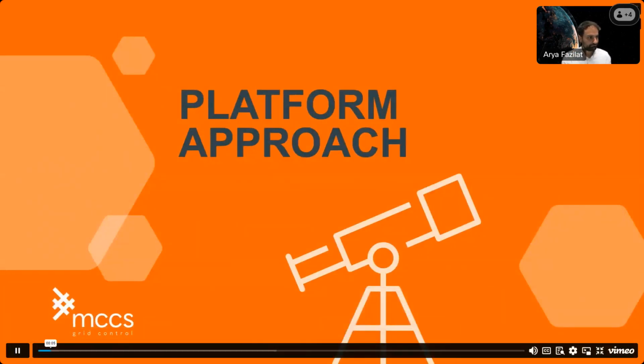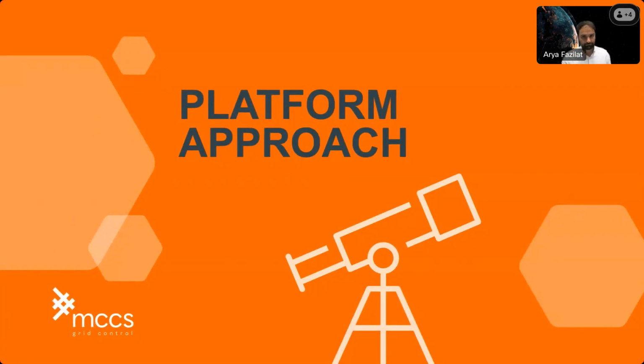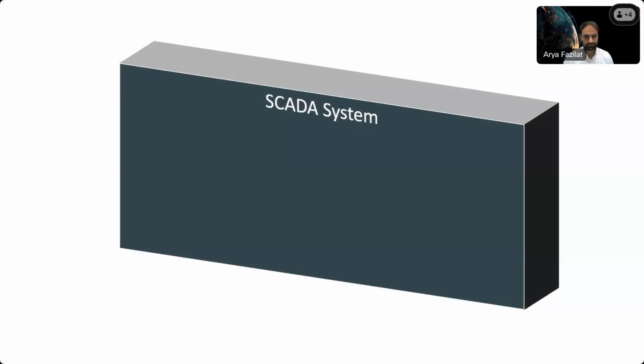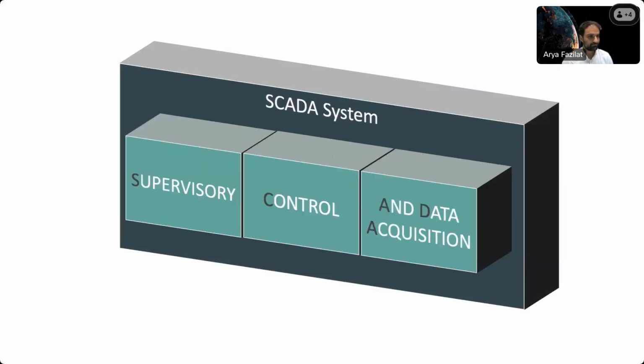By using a multi-layer platform approach, it is best to start where we and nearly every other TSO are coming from. So what is the status? Operation centers around the world are using SCADA systems to monitor and control the electrical grid. SCADA stands for Supervisory, Control, and Data Acquisition. Typically, SCADA systems provide different functionalities where only the vendor can adapt to new requirements or add new ones. These changes cost a lot of time and money.